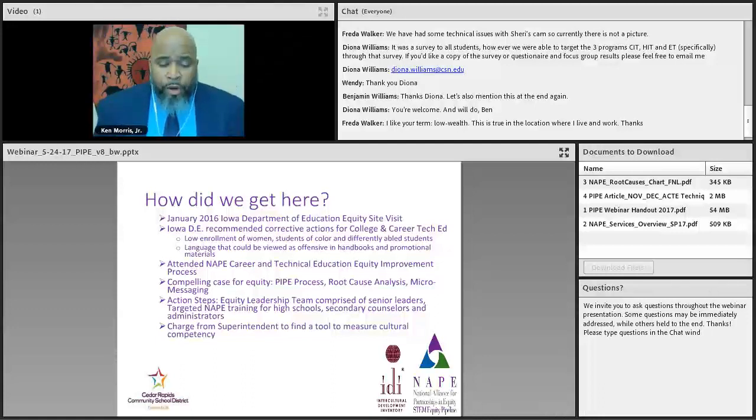And in the workshop, the biggest takeaways for me in the PIPE process were two modules. In particular, it was the root cause analysis, which you got a glimpse of earlier, and the micro-messaging module. The micro-messaging module was particularly of note because I was thinking about our system and how students of color, women, and students who are differently abled may receive messages that they might not be smart enough to go into Intro to Engineering Design or CTE courses. And those messages may not be intentional, but they may not be inclusive enough to reach students where they're at.